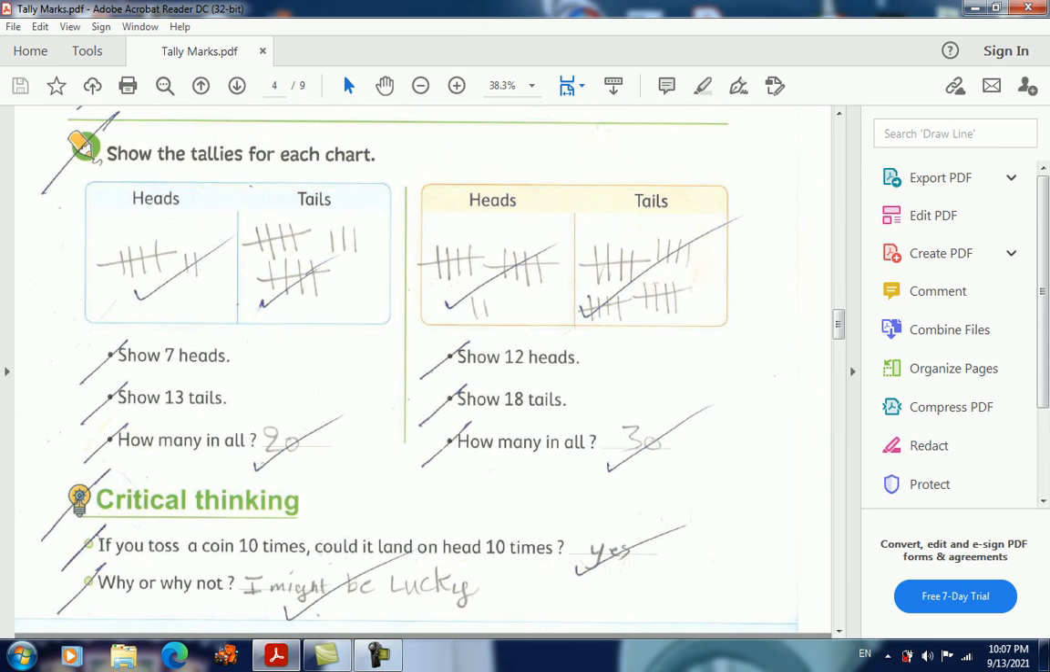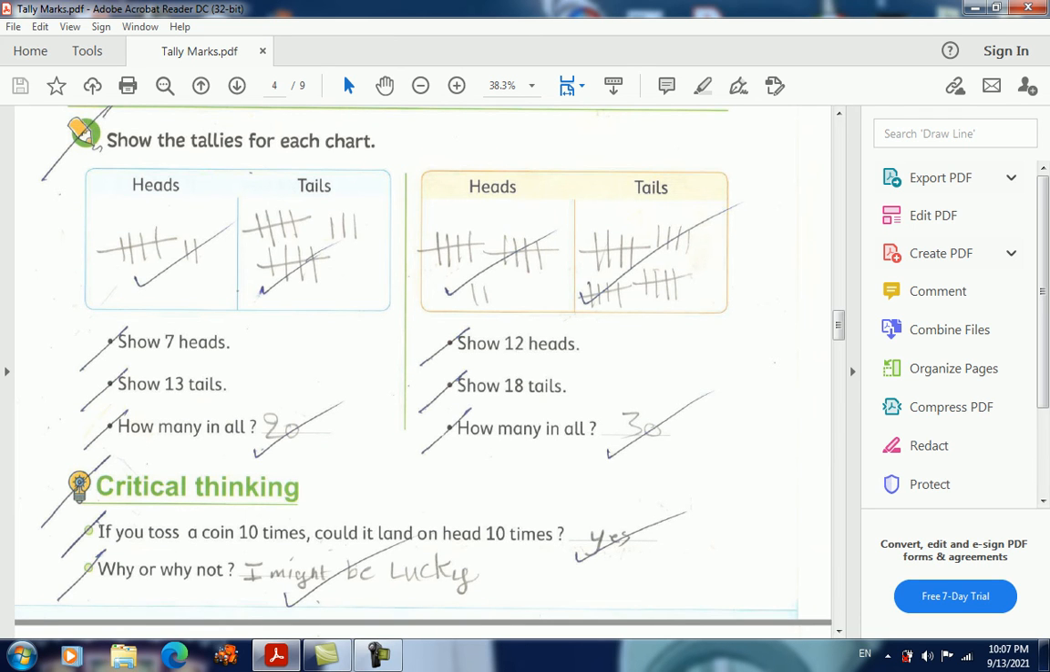Now they are asking us to show the tallies for each chart. They already wrote us the problem and we're going to draw it. So they leave us a blank space for the heads and tails. For the first one on the left, they said show 7 heads. How am I going to show it? I'm going to draw a stack of 5 and then 2 extra vertical lines. And for the tails, I'm going to draw 13 tails. How are they going to divide it? So 2 stacks of 5, so this means 10, and extra 3. So 2 stacks and 3. And the total is 7 plus 13, or 13 plus 7, which is 20.